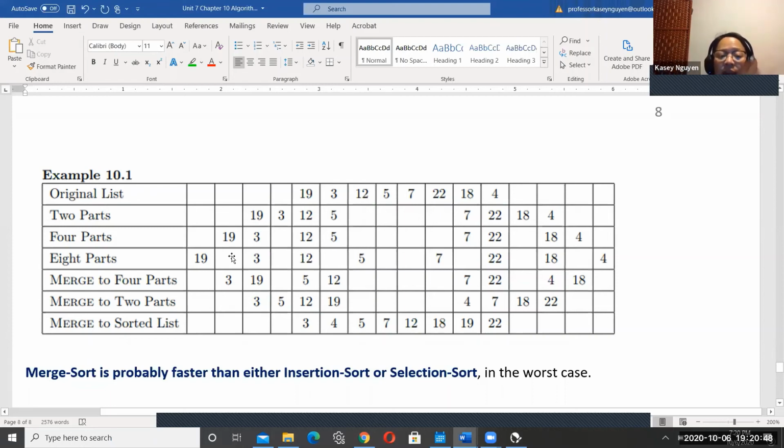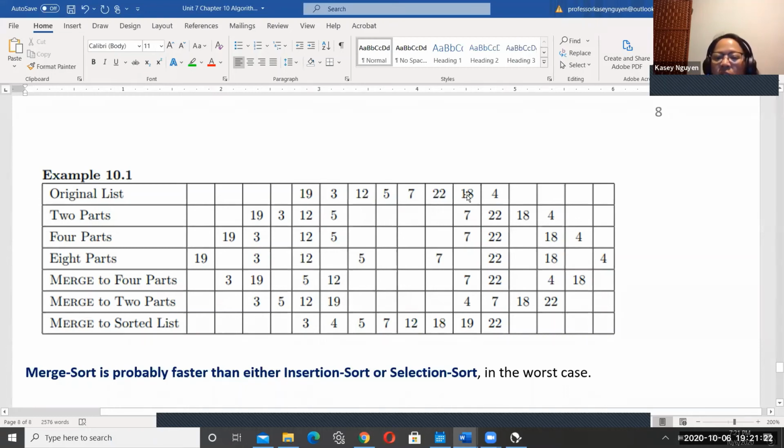Then we compare 19 and 3. 3 is lower than 19, so 3 moves in front of 19. 12 and 5. 5 is lower. Move 5 in front of 12. Then we would take these 2 and these 2 and merge them. So you would have 3 and then 5, 12, and 19. Okay. And then you would do the same thing for the right side.